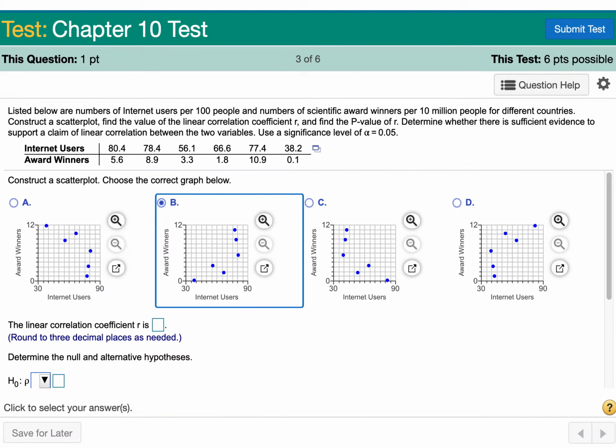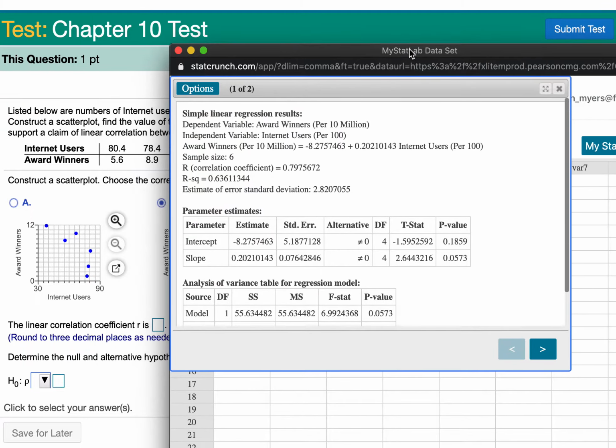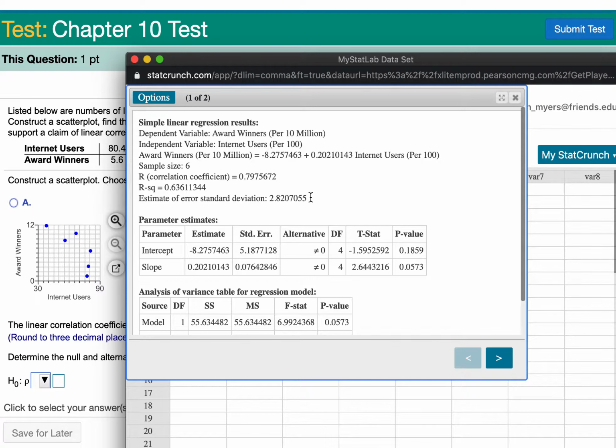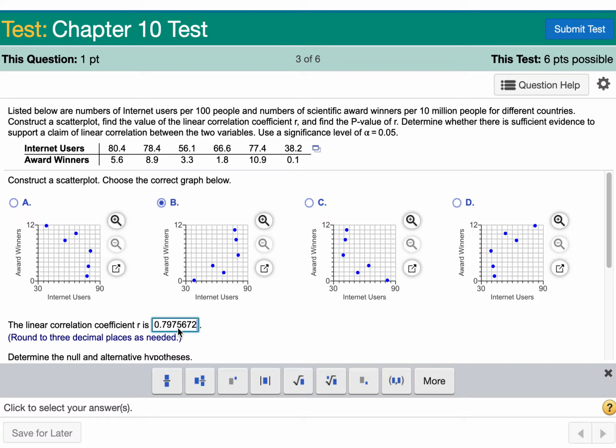And then we also look back with this arrow to find the linear correlation coefficient. Now the correlation coefficient is right here, so I'll copy that, and it says R, correlation coefficient, and I round it off to 3 decimal places, so 0.798.